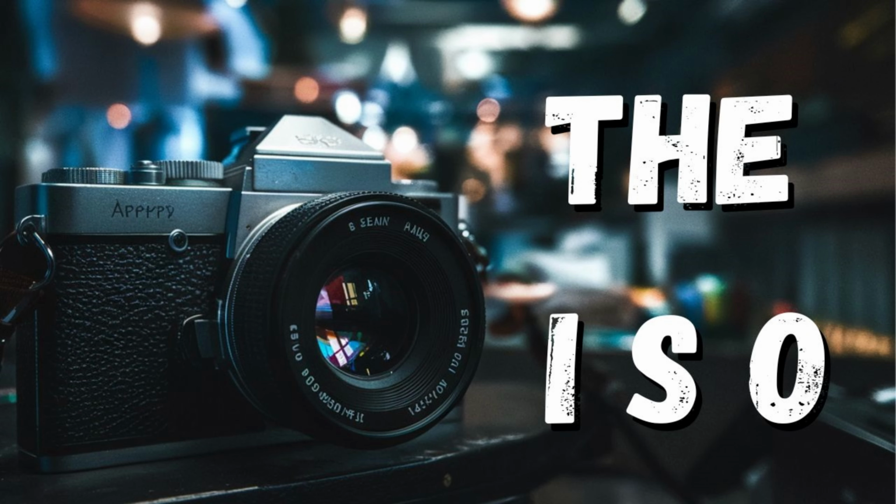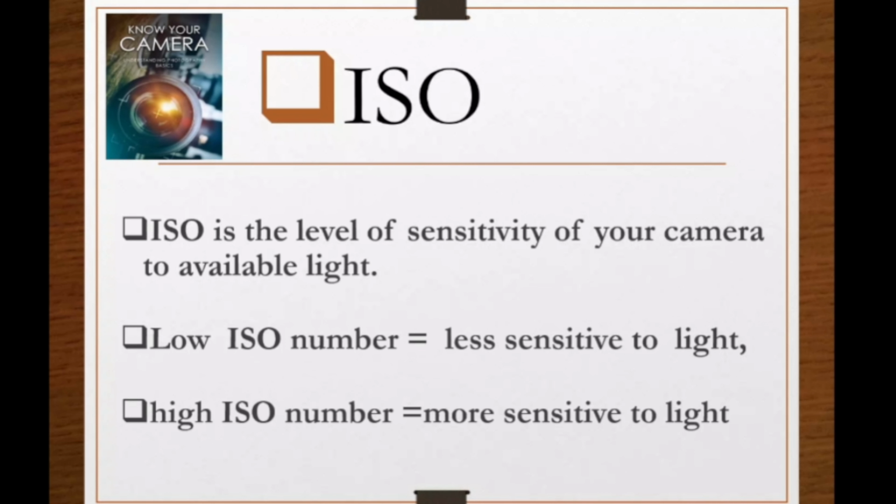So ISO refers to the camera sensor's sensitivity to light. The lower ISO settings are ideal for bright conditions, producing cleaner images with less noise. Higher ISO settings are useful in low light situations but can introduce graininess. Aim to use the lowest ISO possible for the best image quality, adjusting it based on your lighting conditions.